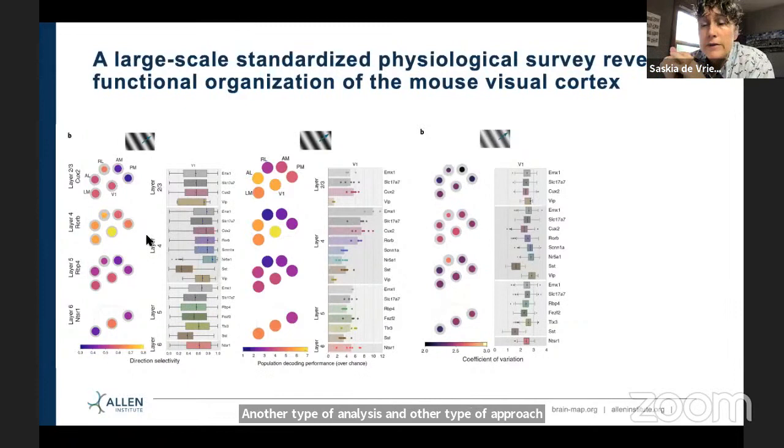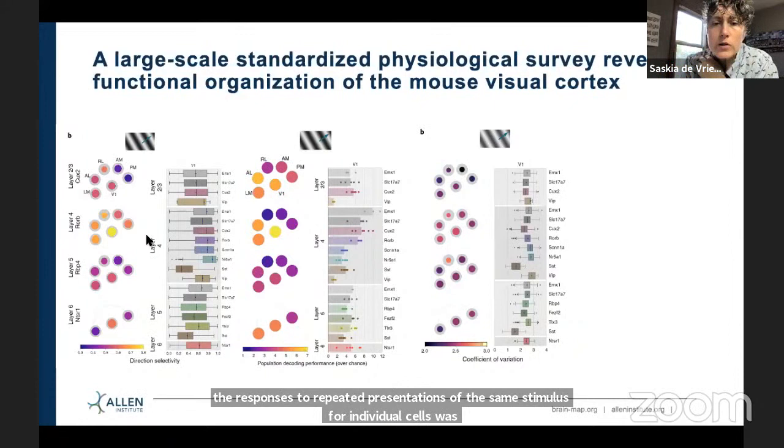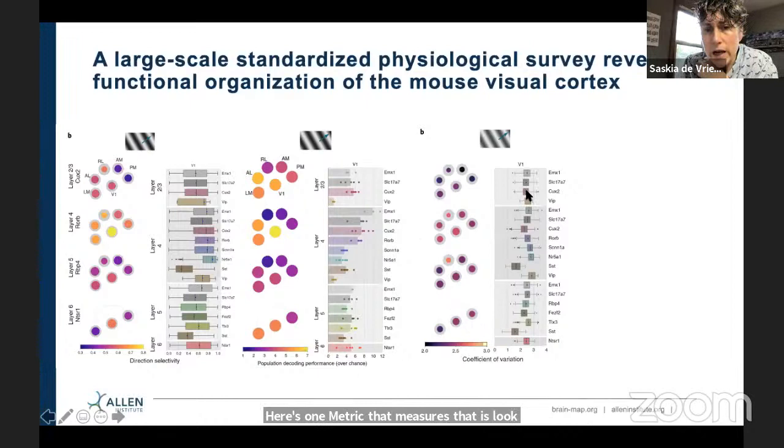So one of the things that we found in our data set was that the responses to repeated presentations of the same stimulus for individual cells was not very reliable. Here's one metric that measures that, looking at the coefficient of variation. And we see it's actually fairly high for most of our excitatory cells. These somatostatin inhibitory neurons actually are the most reliable of the cell populations that we image, where they actually have pretty robust and consistent responses across trials.